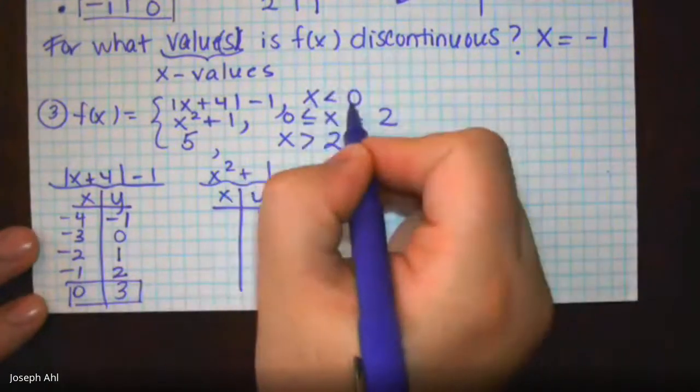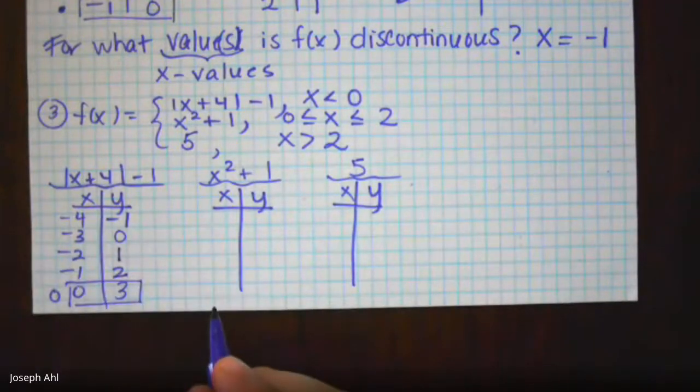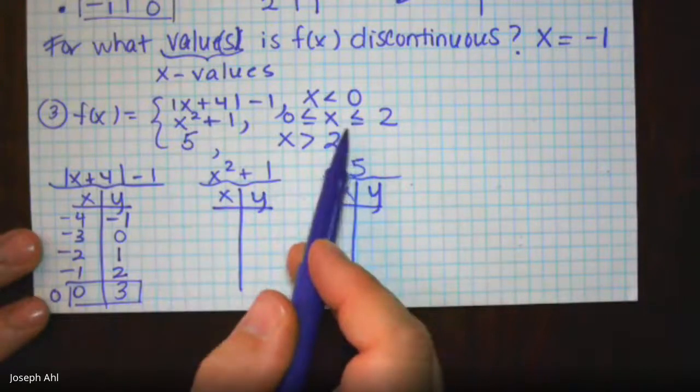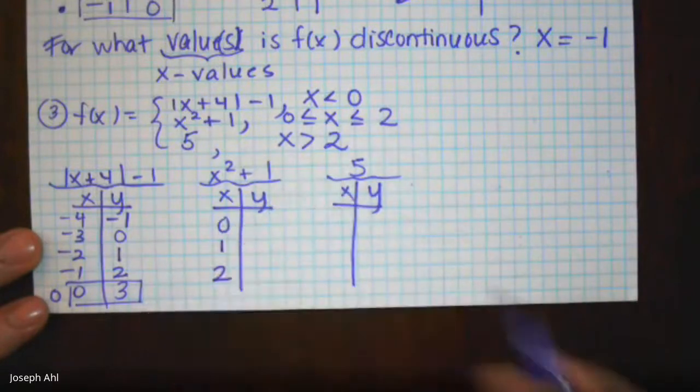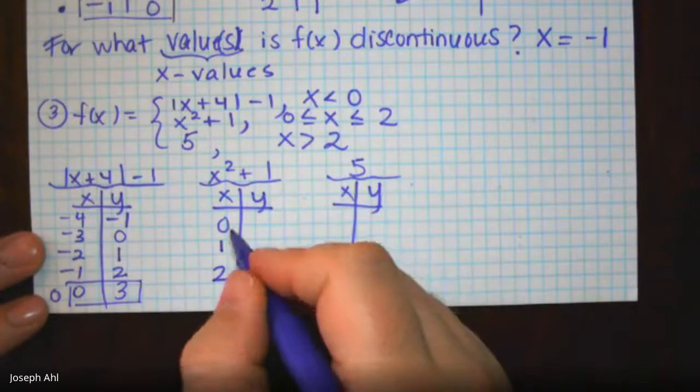Well, x is only being graphed less than 0 here. So that's definitely going to be an open circle. All right, so what am I going to choose for the next table for x squared plus 1? Let's choose everything from 0 to 2, right? I mean, there's not that many integers to choose there. It's just 0, 1, and 2. I think it makes sense to choose all of those to plug in.